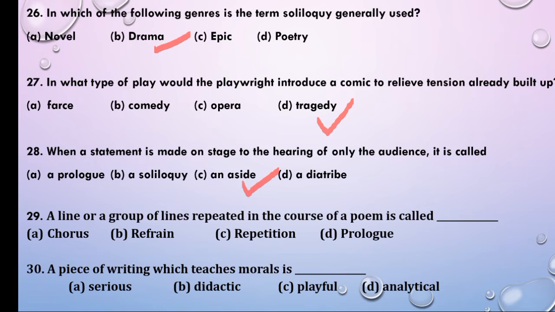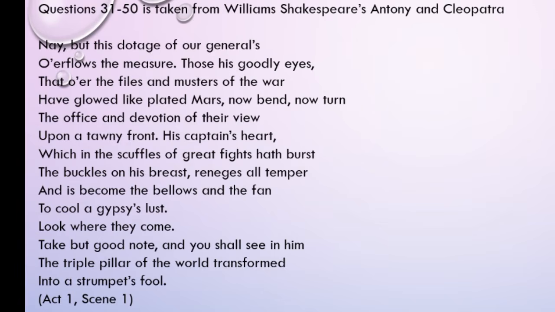A line or a group of lines repeated in the course of the poem is called chorus, refrain, repetition, prologue, and our answer is refrain. When you have a particular line, it could be one line or two lines, being repeated after each stanza, it is a refrain. Then we have a piece of writing which teaches moral is serious, didactic, playful, analytical, and our answer is didactic.